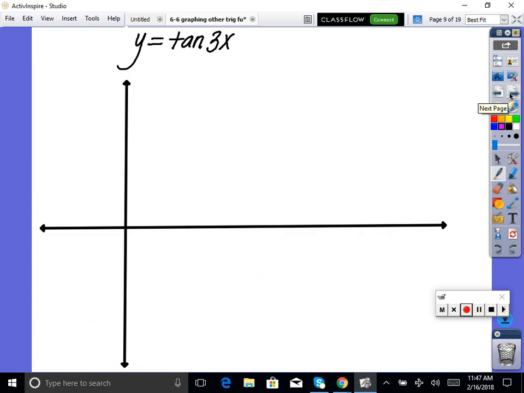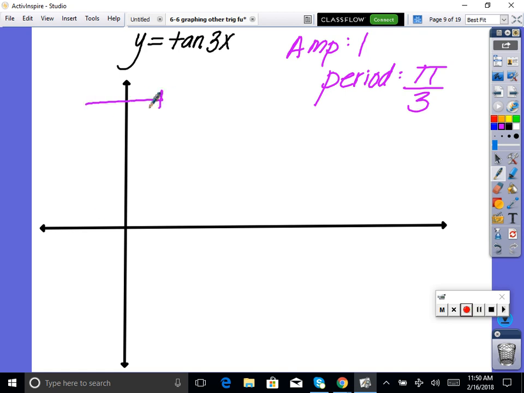Try one by yourself to make sure we're good. Okay, so you should say, my amplitude is 1. For this one, my period is going to be pi divided by 3. So the length before it repeats is pi thirds. Then this is going to be split evenly over pi thirds, so this tick mark would be at negative pi 6, and this tick mark would be at pi 6. Do you see why? Because I cut it in half.